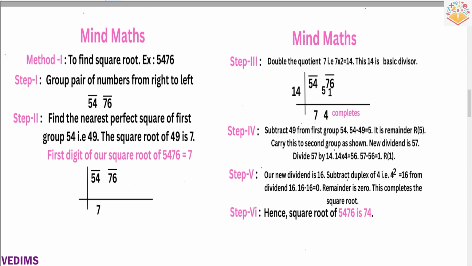Carry this to the next group as shown, that is 57. Our new dividend is 57. Divide 57 by 14. 14 4s are 56. 57 minus 56 is 1, right?